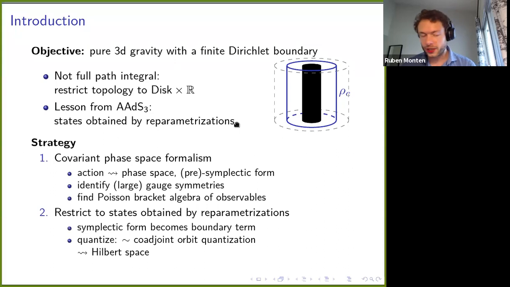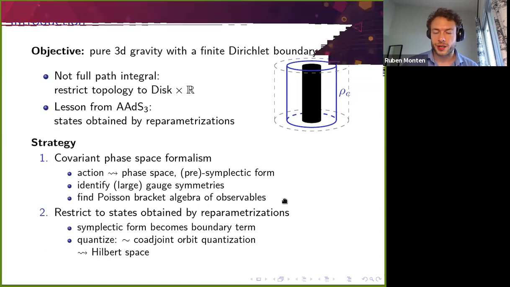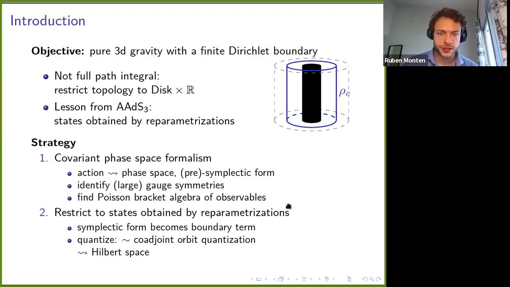So that's our objective, and our strategy will be the following. Our main tool will be what's called the covariant phase-space formalism, which is a systematic way of taking a particular action that's defined on a space with a boundary, for example, and deriving from it what the phase space is and what the symplectic form is. We'll find also what the gauge symmetries are, what the large gauge symmetries are, which is an unfortunate name for the symmetries that are not gauge symmetries. And we'll find the Poisson bracket algebra classically of the observables that we construct.